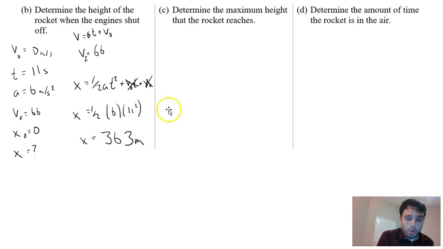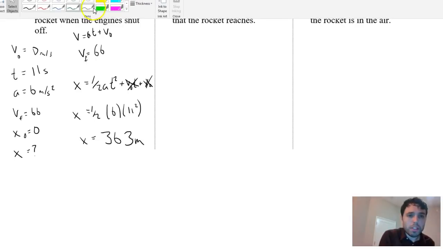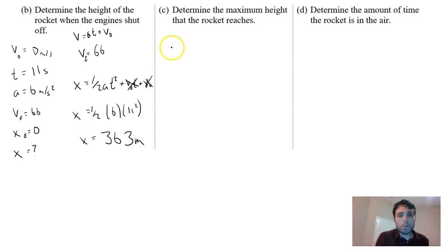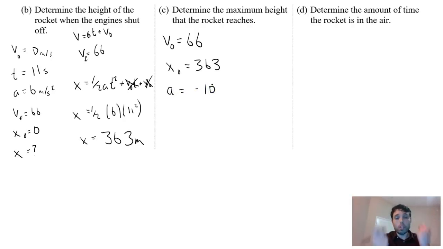So let's write down our givens. I want you to do the GUESS method. Don't forget, it's going to help you. So what are my givens? Well, I know my initial velocity is 66, because that's how fast I was going when the rocket shut off. My initial position is my final position from part B, so my initial position is 363. My acceleration is now gravity, -10, because gravity is taking hold of the rocket and now pulling it back down to Earth, slowing it down.